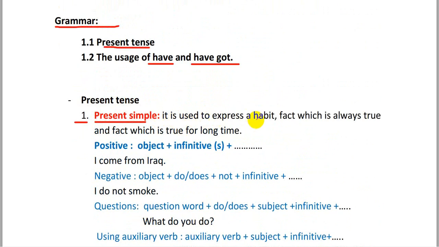Present simple استخداماته: It's used to express a habit. يستخدم للتعبير عن عادة أو هواية. Fact حقيقة. Which is always true. التي تكون دائما صحيحة أو حقيقية. And fact which is true for long time. أو حقائق تكون صحيحة لفترة طويلة من الزمن، وعدد ما تكون حقائق علمية، ولذلك يستخدم البريزنت سيمبل في الكتب العلمية.